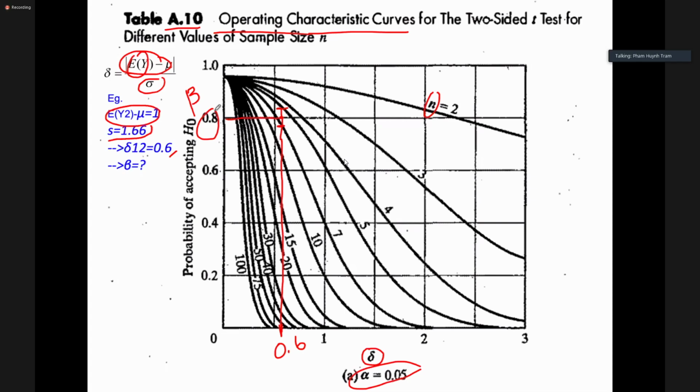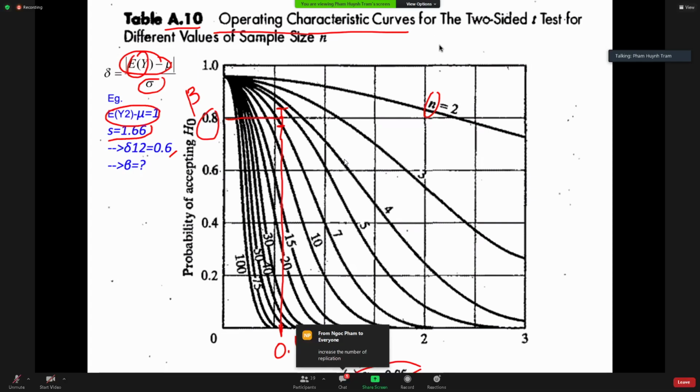How can we reduce type 2 error? How can we reduce the value of beta? Or how can we increase the power of our test? Let's try. Now, by common sense, should we increase the number of replication or reduce the number of replication? Common sense, the more we run, the easier we can detect whether our model is right or wrong, right? So let's see if we increase the number of replication.